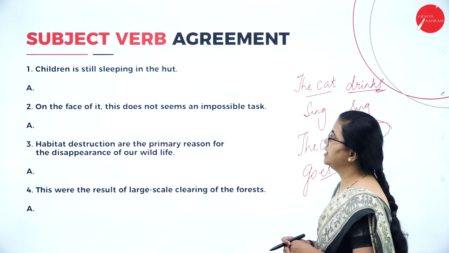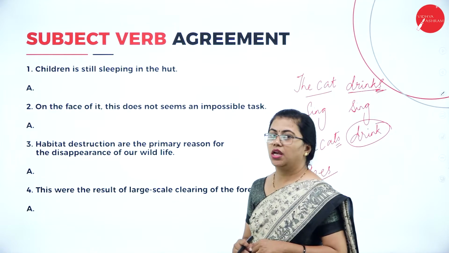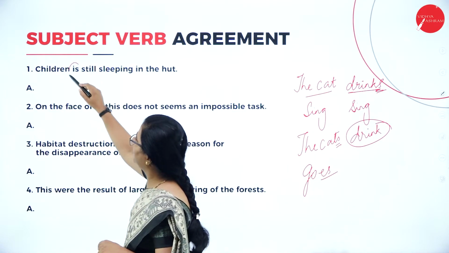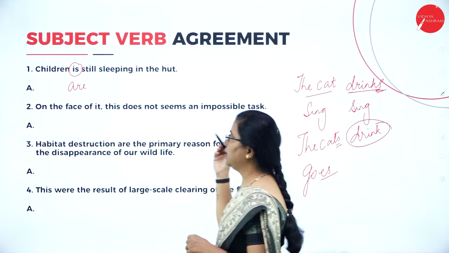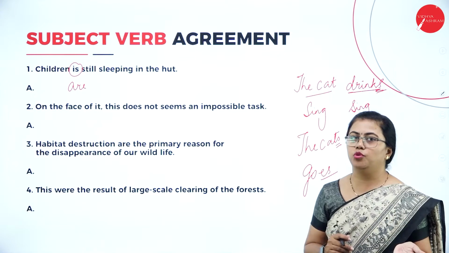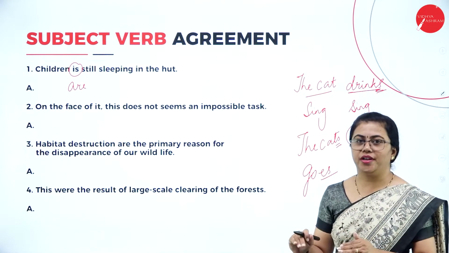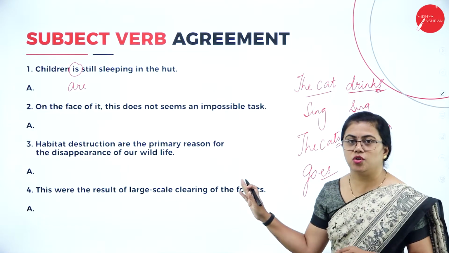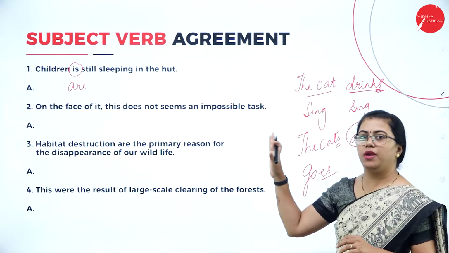Children is still sleeping in the hut. Children, it is a plural subject. So what has to be used over here? The verb has to be are. Children are still sleeping in the hut. Children, you already know it is the plural of child, isn't it? Child, childs, no. Child, children. So you don't have children's also. Children itself is the plural. So the next verb which has to be used should be are.